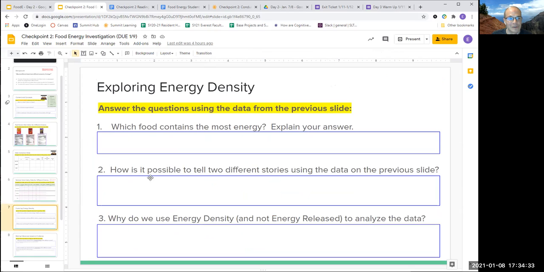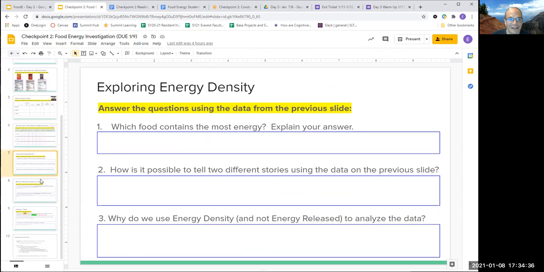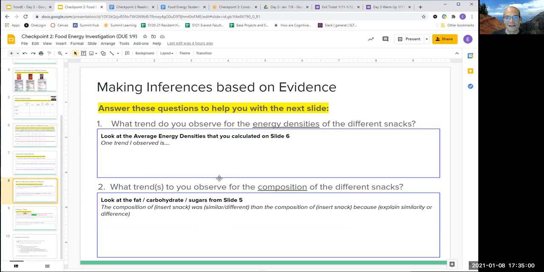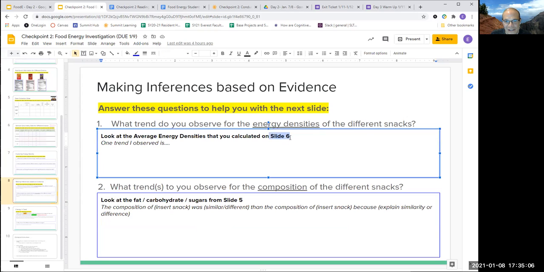And this helps us to answer the questions on slide 7 in particular, and then 8 and 9 kind of puts together what we did on slide 5 and on slide 6. So once you've completed slide 6, you can complete slide 7 here, asking about which food contains the most energy, why do we use the energy density, etc. And then slide 8 asks you to, you'll see here, take information from slide 6 to answer this question, and then take information from slide 5 to answer this question.